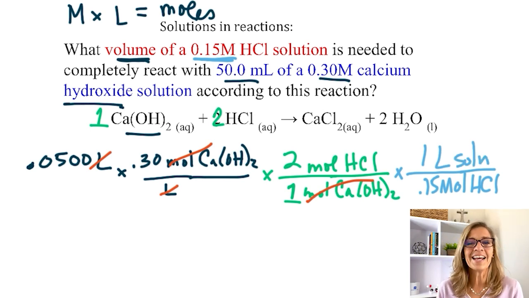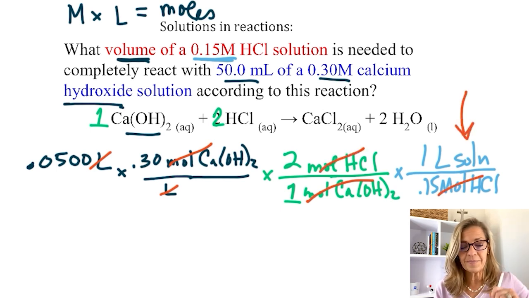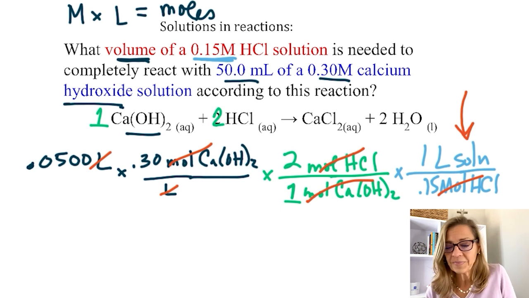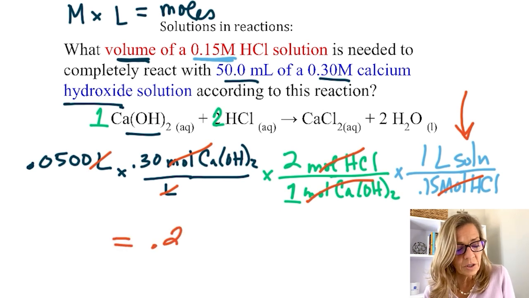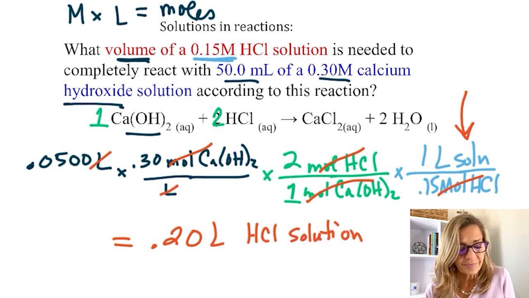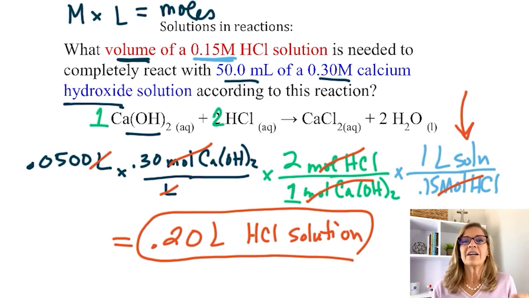Do you see how I did that? I took the molarity and just flipped it upside down, because I want those moles to cancel when I multiply. And what will I get? When I convert this, cancel all the units, and multiply the numbers, I will get liters of HCl solution. So the answer here is 0.20 liters of hydrochloric acid solution. That is how you use concentrations and volumes in a stoichiometry problem. I hope this helps you have great success in your homework.